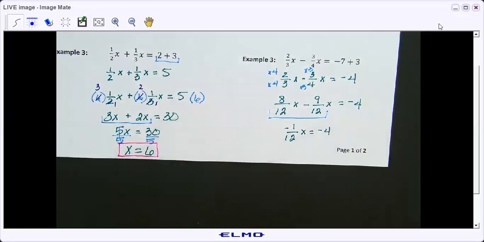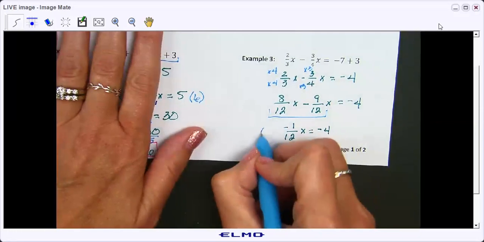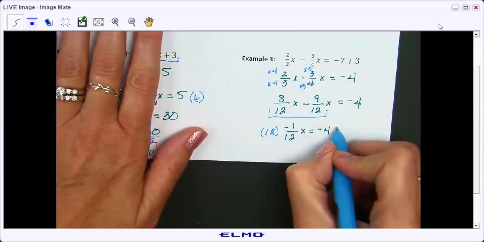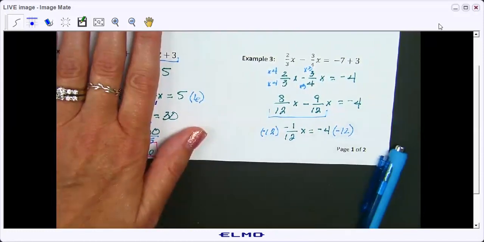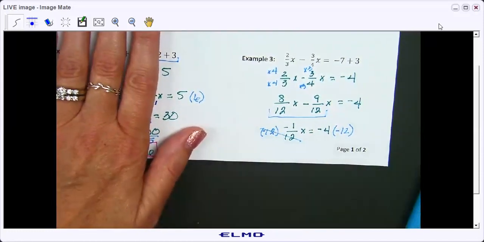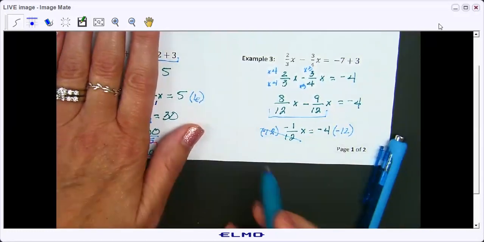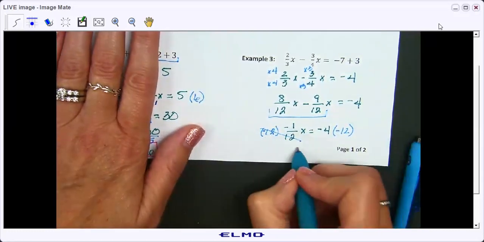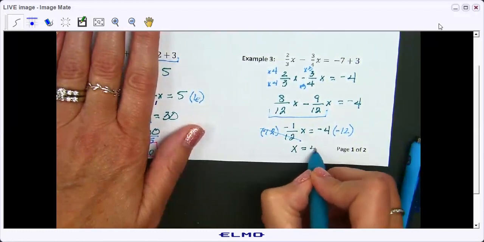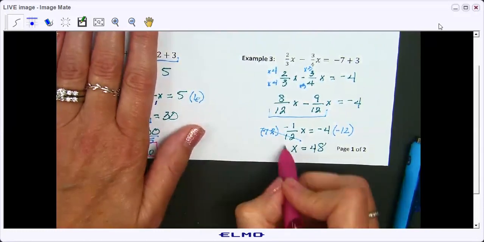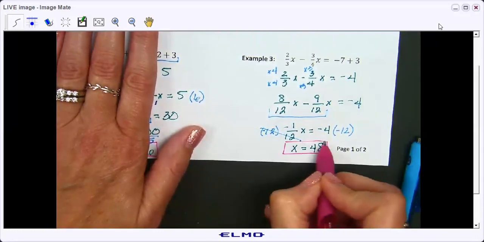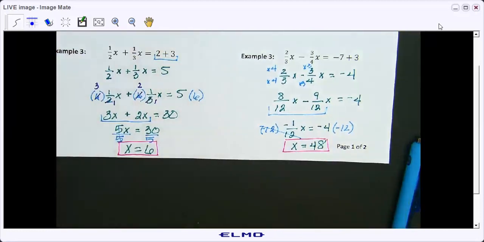What am I going to multiply both sides by? -12. We want to get rid of that negative. So I multiply both sides by -12. Okay. This cancels out and becomes a +1 because -12 and -1 give us positive, equals 48. So a negative times a negative is a positive.